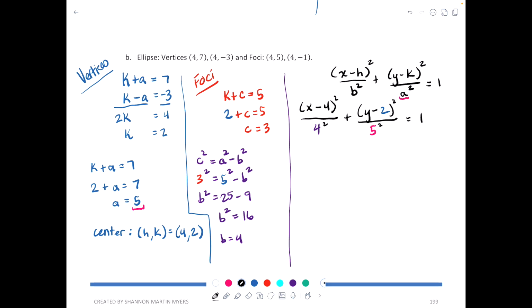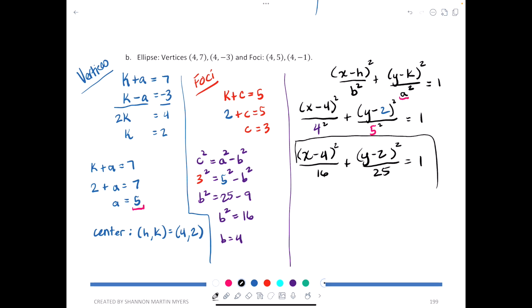And so, making it a little nicer, we'll have (x - 4) squared over 16 plus (y - 2) quantity squared over 25 is equal to 1. And we're all good to go. Groovy?